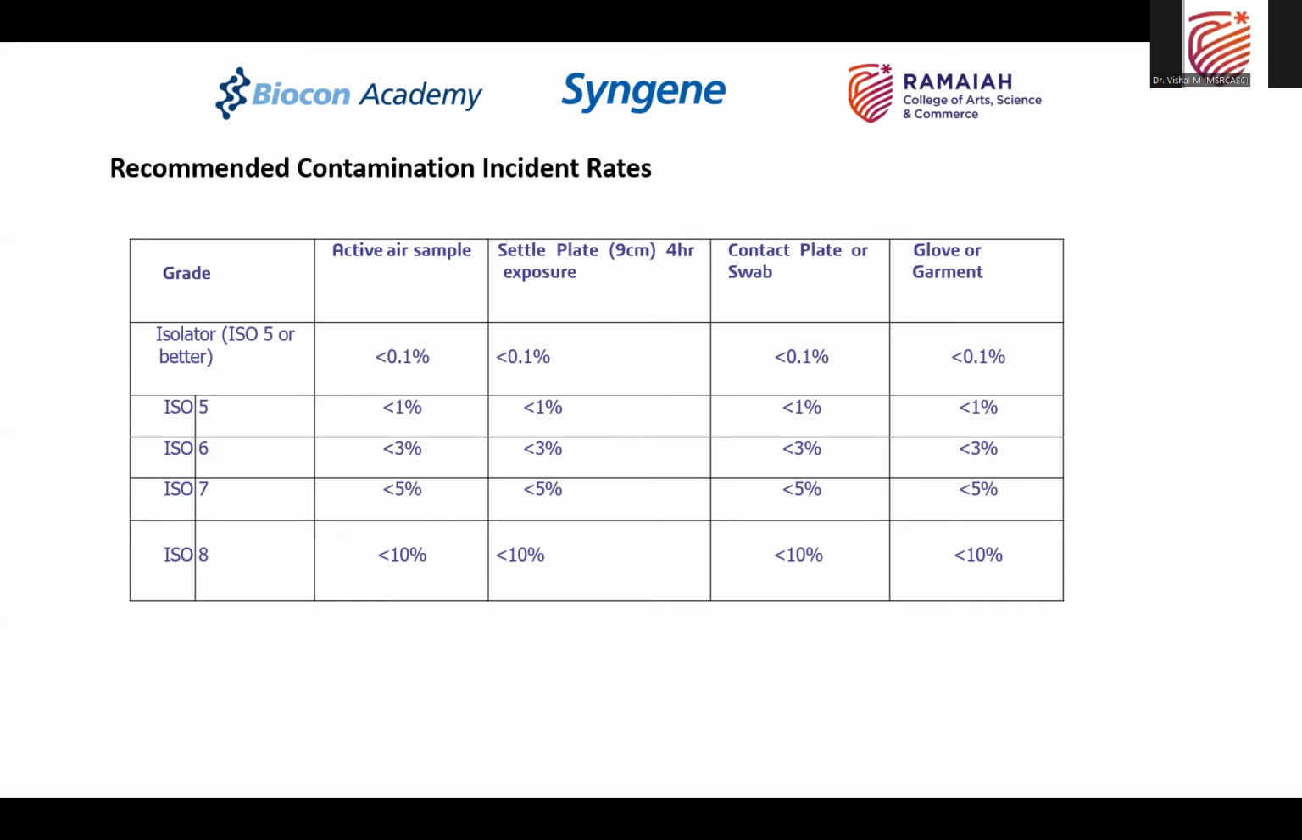So here we have the air sampling limits for ISO 5, ISO 6, ISO 7, and ISO 8. More than 10% you have to report as a highly contaminated area. Less than 10% is acceptable for ISO 8. For ISO 7, less than 5% is acceptable. ISO 6, less than 3%. And ISO 5, less than 0.1%. Less than 0.1% means a perfectly sterile environment.